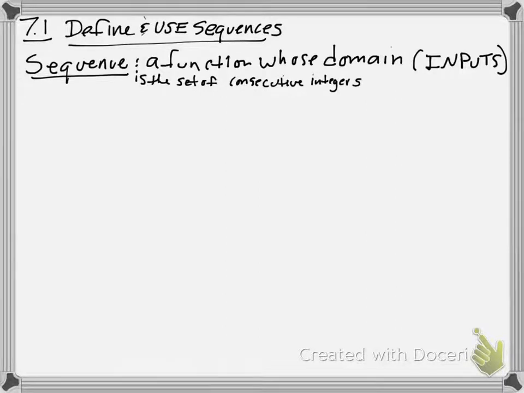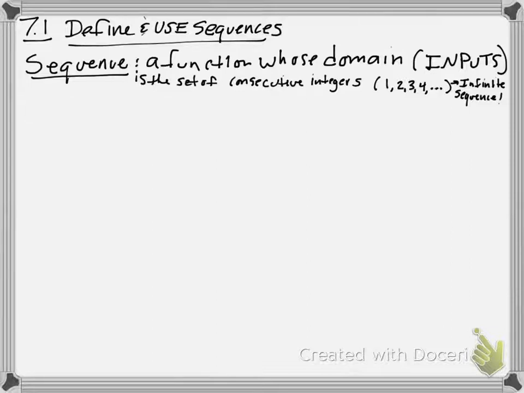So those consecutive integers, of course, we're going to start with 1, 2, 3, 4, and so on and so forth. So to show that these inputs go on, we use the ... to indicate that we can plug in all of the integers starting with 1 and going on infinitely long. If the domain does have those dots, then this is going to be an infinite sequence because the domain is infinitely long.